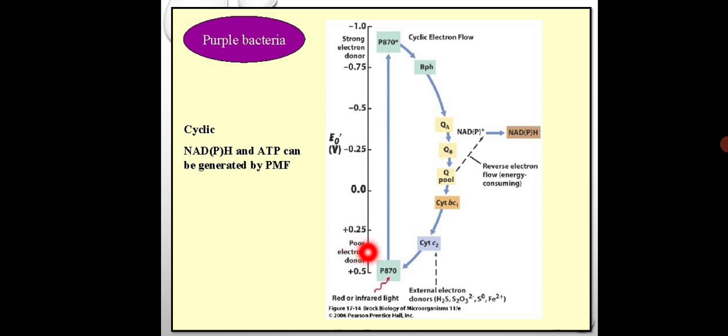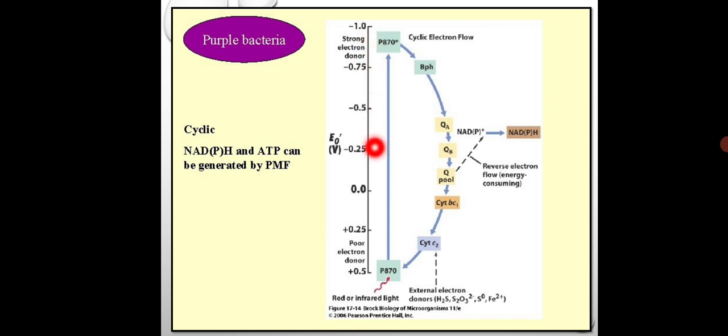Poor electron donor means higher electropositive reduction potential. Okay, because it is the highest positive value, means what? It can accept the electron. So this poor electron donor is nothing but the highest electropositive reduction potential.